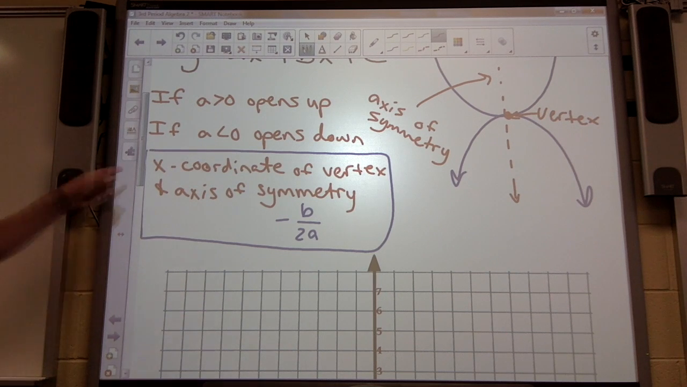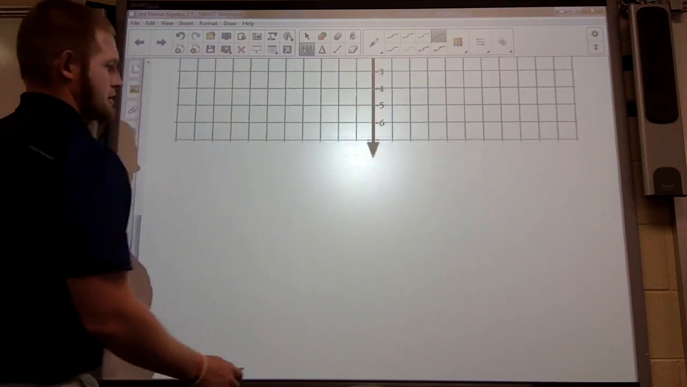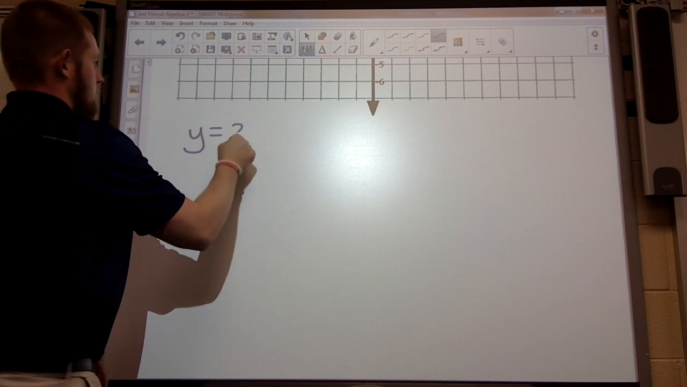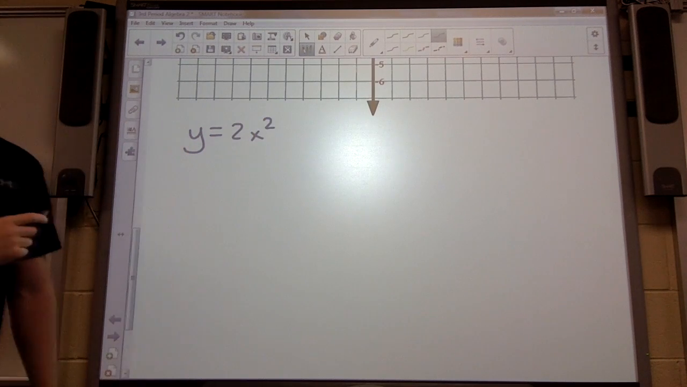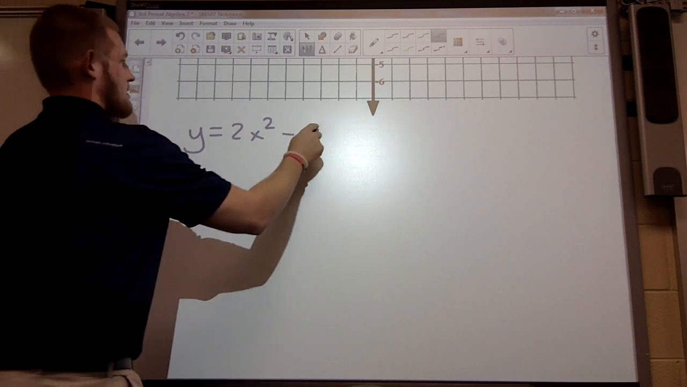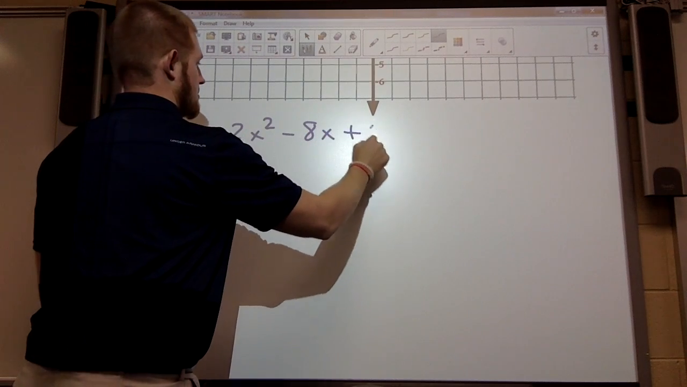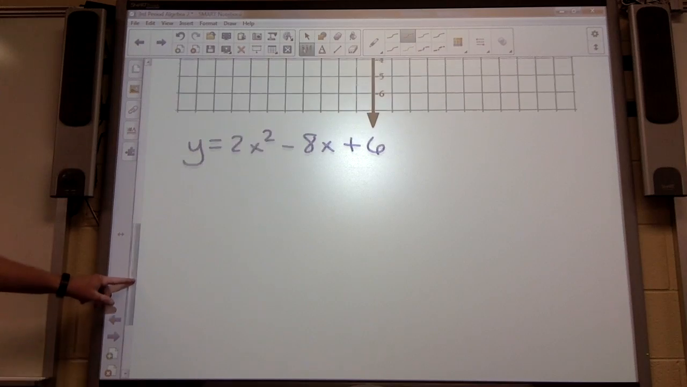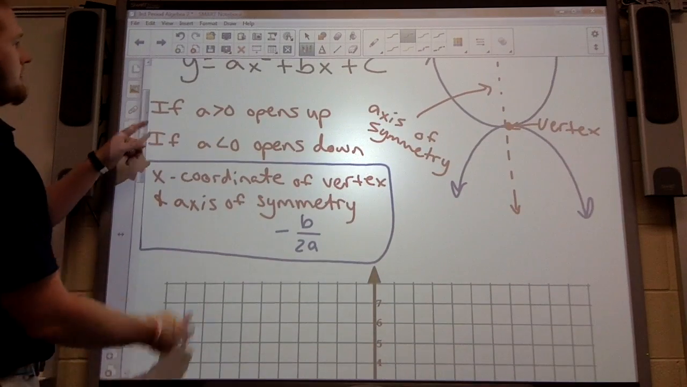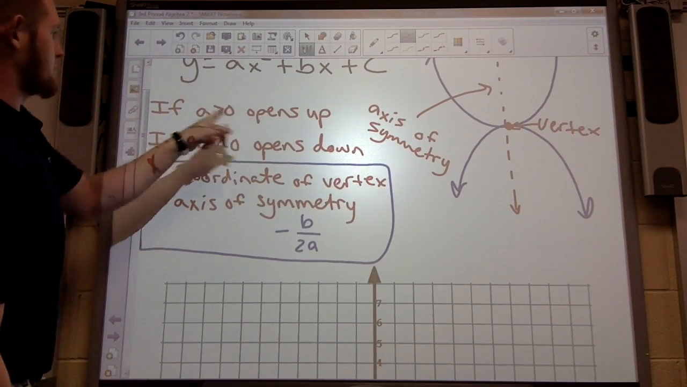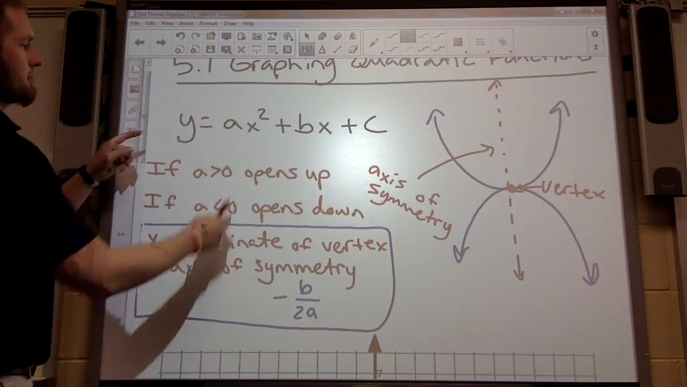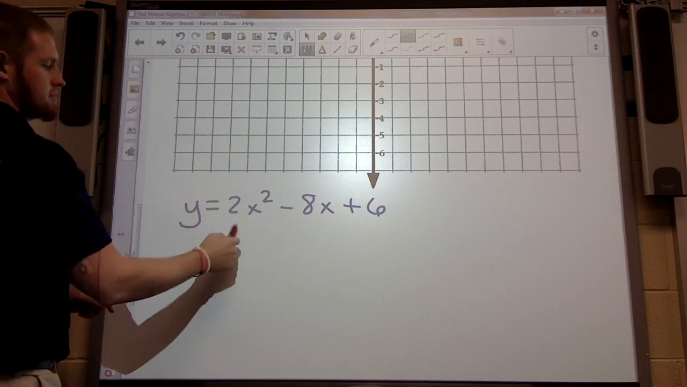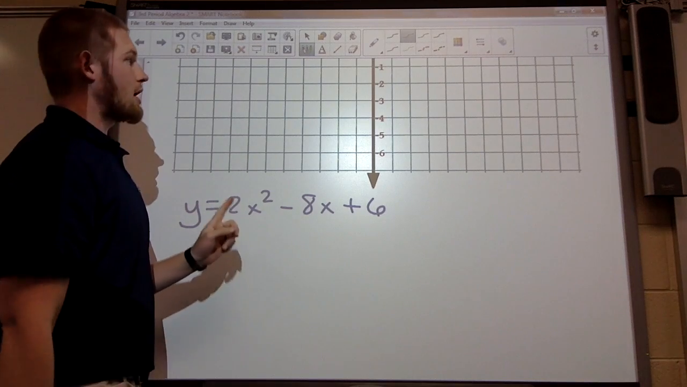Okay, so let's take a look at an equation here in standard form. I have y equals 2x squared minus 8x plus 6. Alright, so we should notice, first part, if a is greater than 0, it opens up. If a is less than 0, it opens down. Remember, a goes with your x squared. So a is greater than 0, so I know my graph is going to open up.